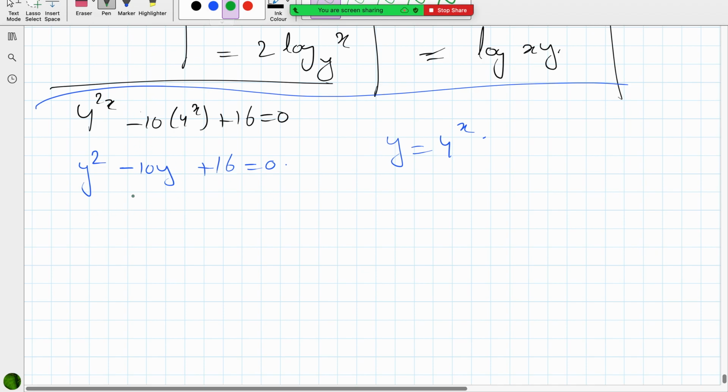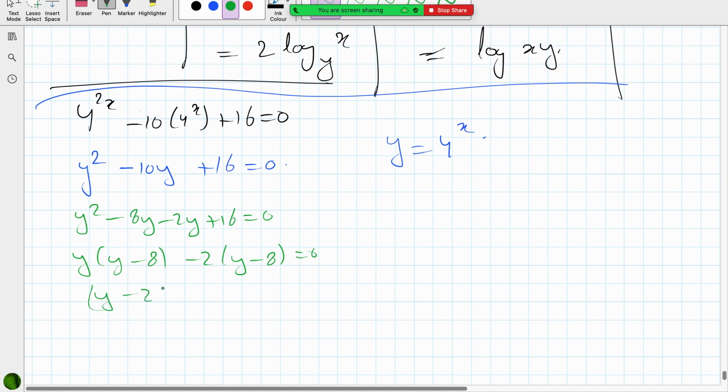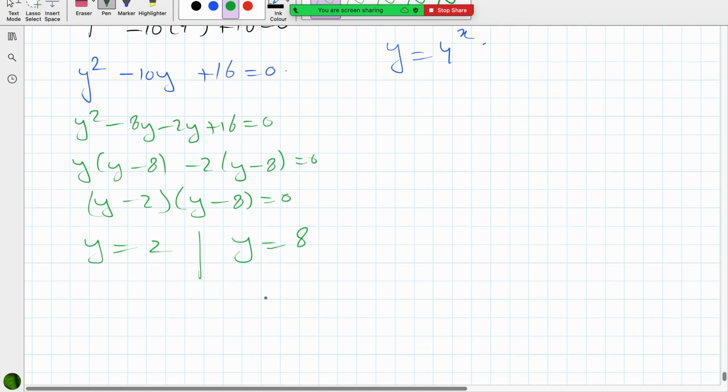Then mid-term breaking, y square minus 8y minus 2y plus 16 is equal to 0. Y minus 8 minus 2 into y minus 8, y minus 2 into y minus 8. One is y is equal to 2, the other is y is equal to 8. Now in this case both are positive, so we'll choose both. So 4 raised to the power x is equal to 2, one thing. 4 raised to the power x is equal to 8.